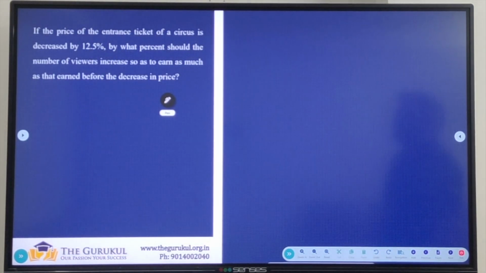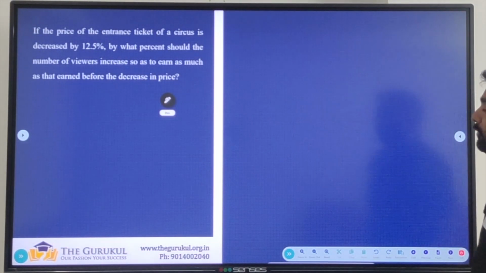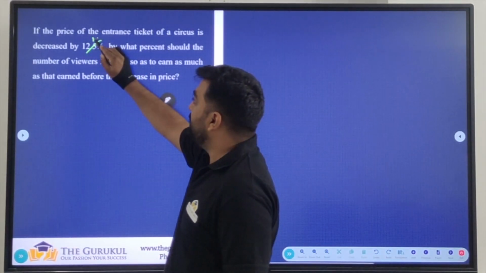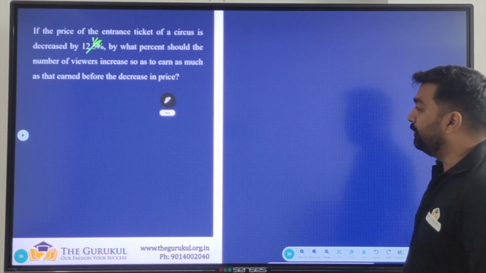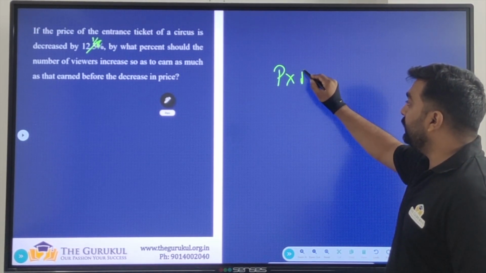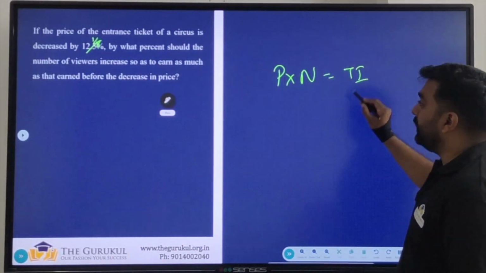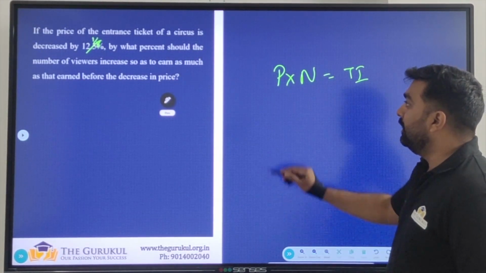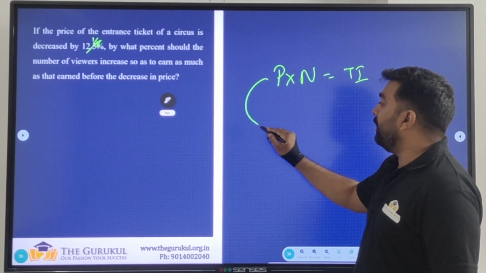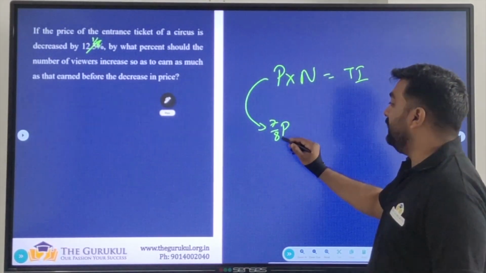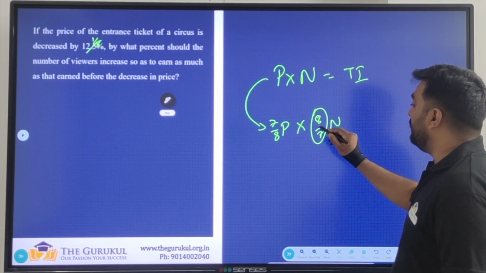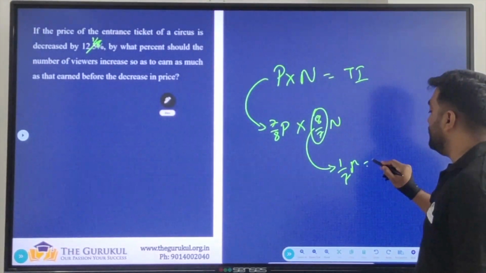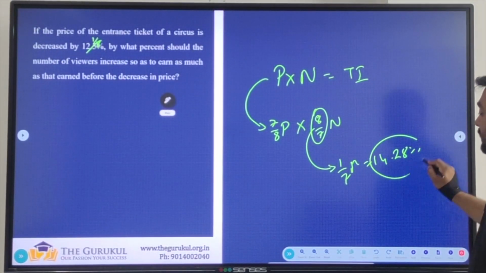Next, if the price of the entrance ticket of a circus is decreased by 12.5%, first convert it. 12.5 is 1 by 8. What percentage should the number of viewers increase so as to earn as much as it earned before? So price of the ticket into number of tickets is equal to total income. The income should remain the same. The price decreased by 1 by 8, so 7 by 8 P is the new price. Something should happen for the number of tickets. This should be 8 by 7, which is 1 by 7 increase, that is 14.28%.